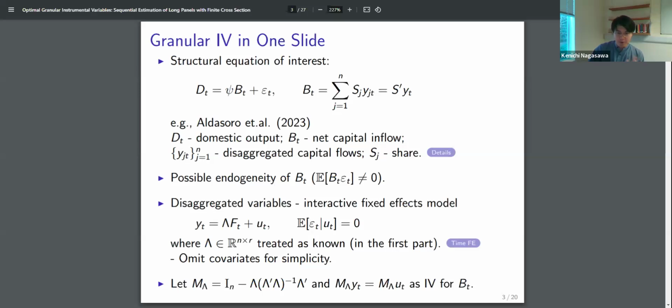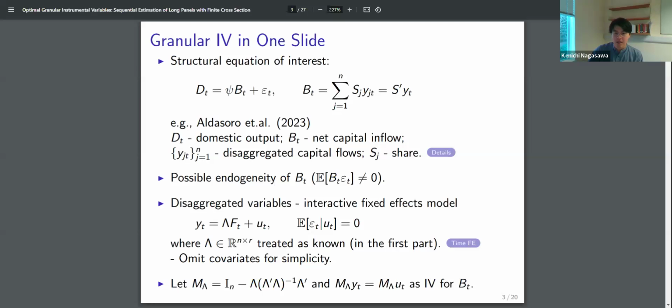And so I'm going to say that in the first part of the talk, lambda, the matrix of factor loadings, will be assumed to be known. And in the second part, we are going to discuss the case where you need to estimate lambda in the first stage. But for the first part, we're going to assume that lambda is known, but the factors are not known. Factors are not observed. And so the important idea here is that the factors capture all the sources of endogeneity, and this UT, which I'm going to call idiosyncratic shocks.